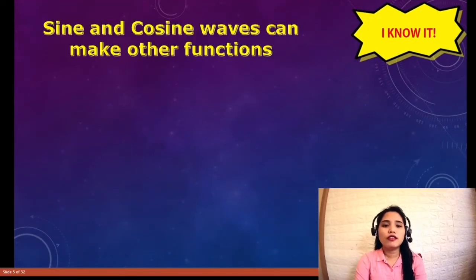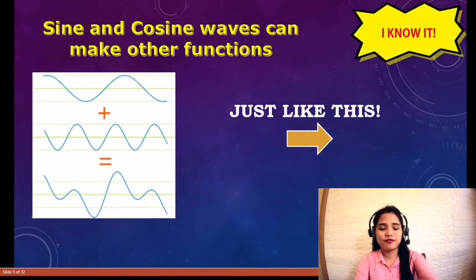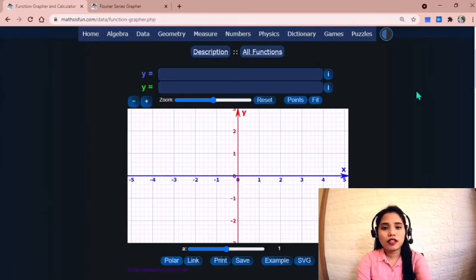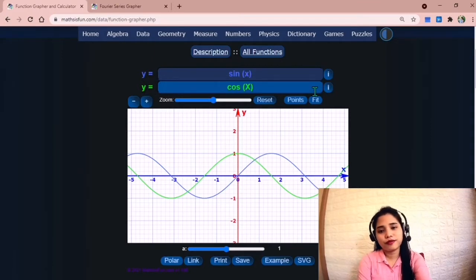Did you know that sine and cosine waves can make other functions? Of course you know. Just like this. So we have here a grapher. So let's try to input some functions. Let's say sine x. So we have there. And let's say cosine x. So we have it here. Sine x and cosine x.